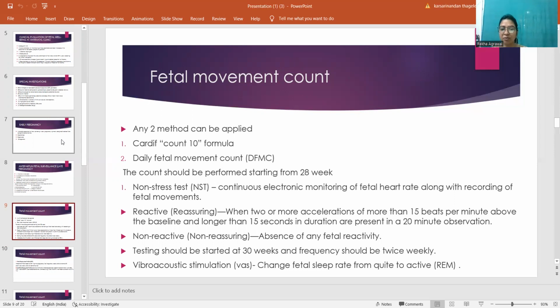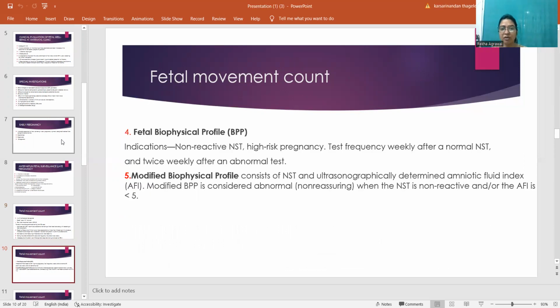Then comes the vibroacoustic stimulation. This is also called VAS. It changes the fetal sleep state from quiet to active REM. Fetal movement count.